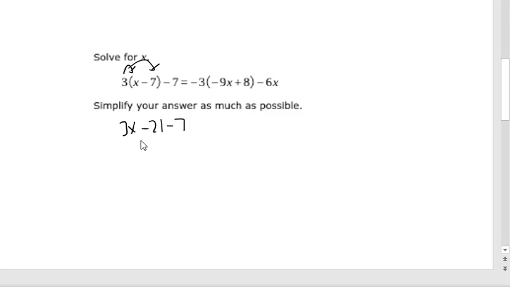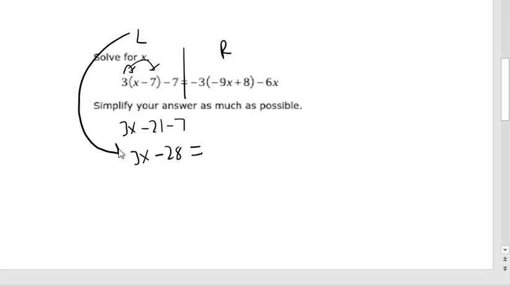And now we want to combine the like terms. So this becomes 3x, a negative 21, subtract 7 is really just a negative 21 and a negative 7, which we're going to say is a negative 28. Okay, so this is our right side, this is our left side, and when we simplified our left side, we were left with 3x minus 28.